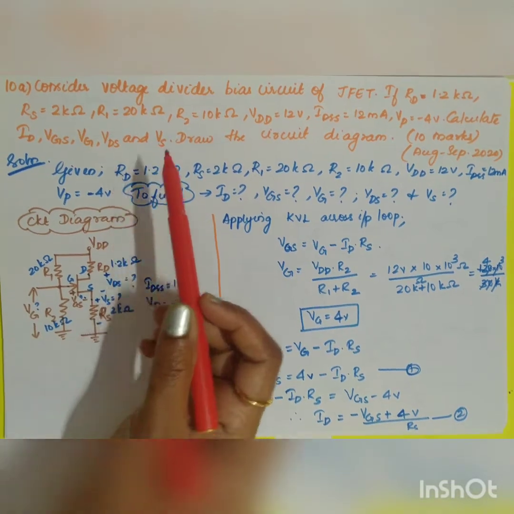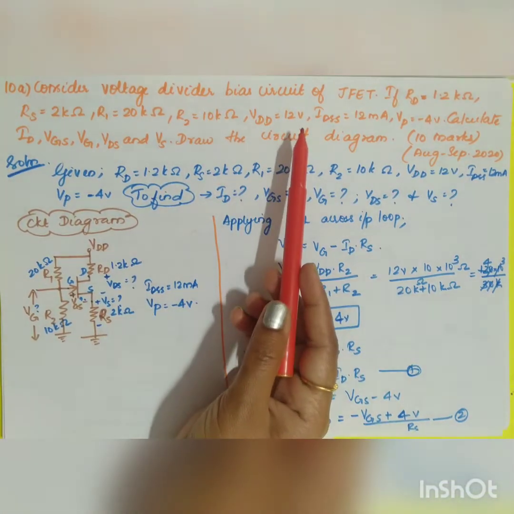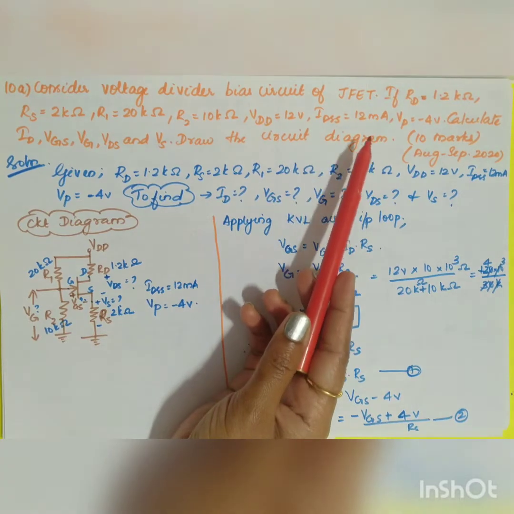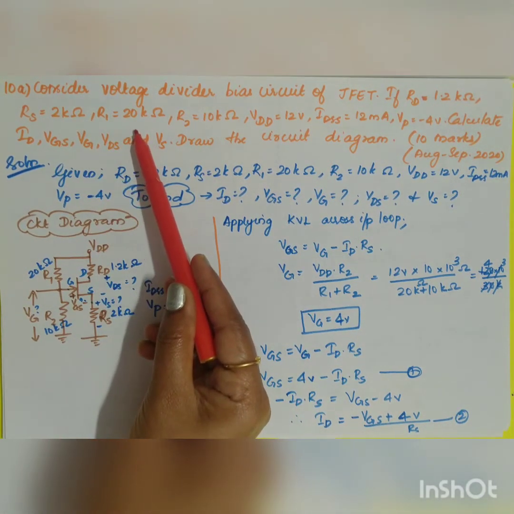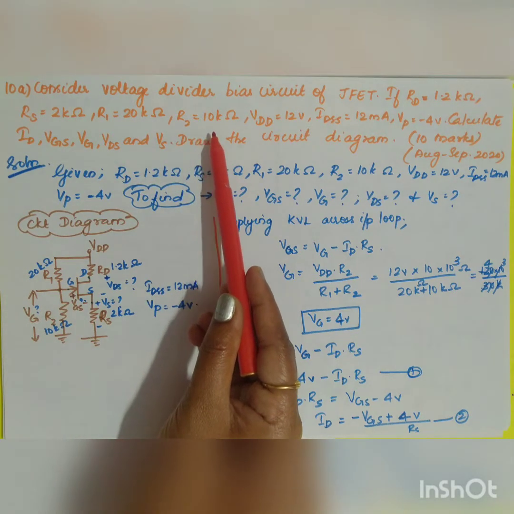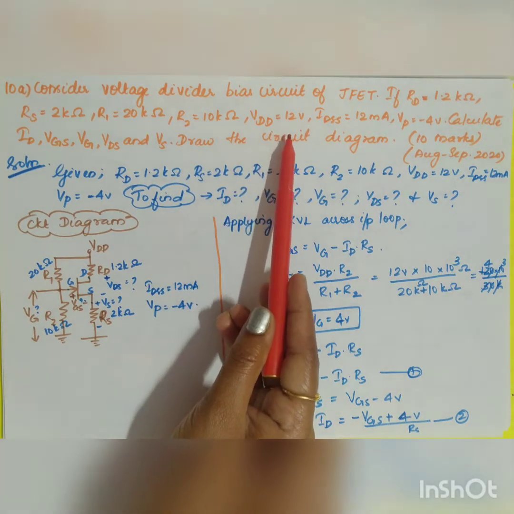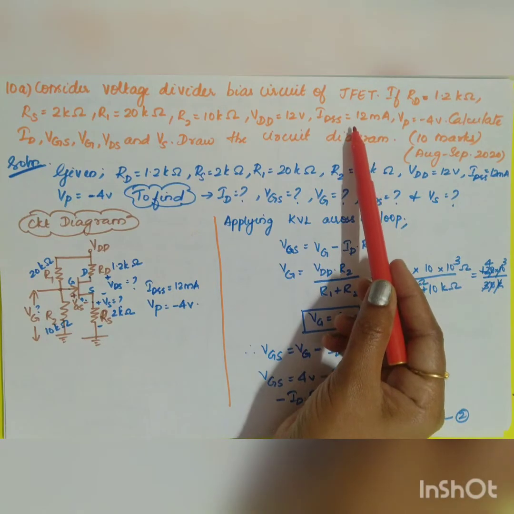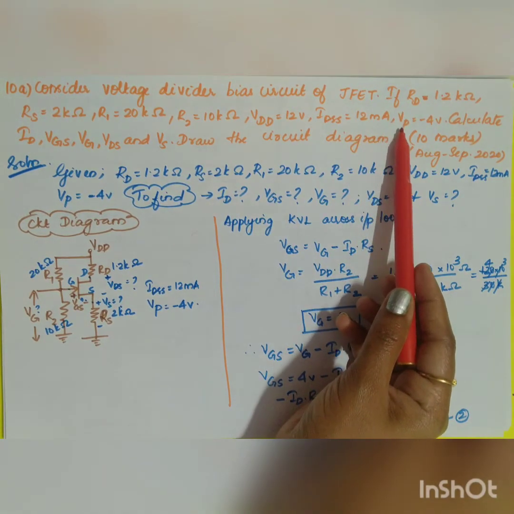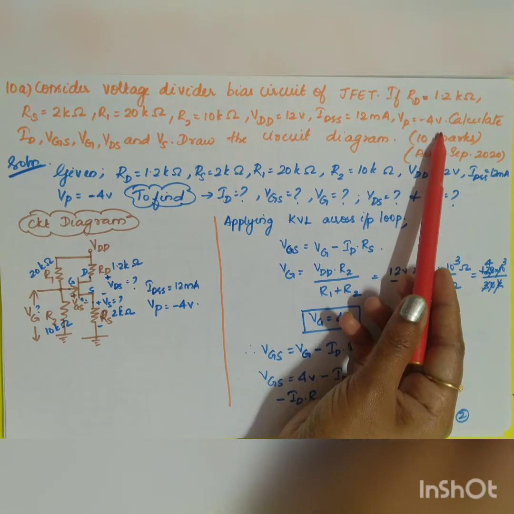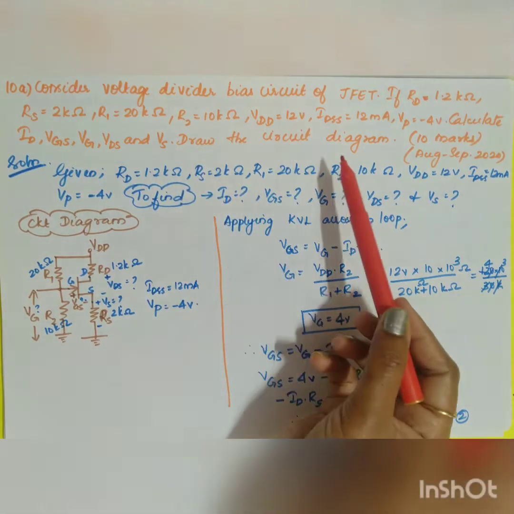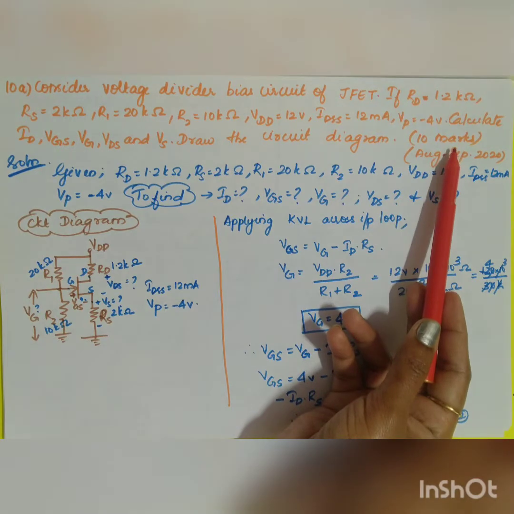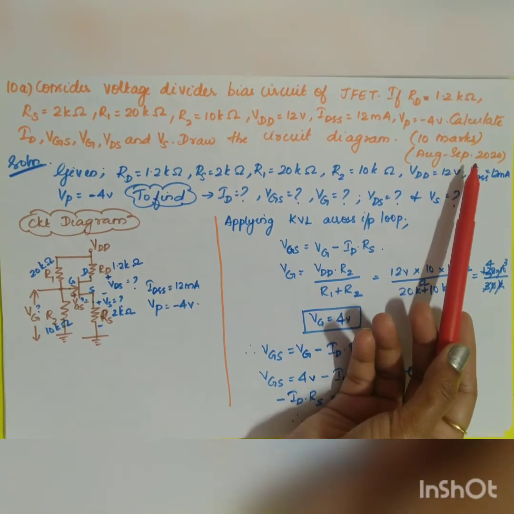10th question, A part. Consider the voltage divider bias circuit of a JFET. If RD is equal to 1.2 kilo ohm, RS is equal to 2 kilo ohm, R1 is equal to 20 kilo ohm, R2 is equal to 10 kilo ohm, VDD is equal to 12 volt, IDSS is equal to 12 milliampere, VP is equal to minus 4 volt. Calculate ID, VGS, VG, VDS and VS. Draw the circuit diagram. It is asked for 10 marks and it is from August-September 2020.